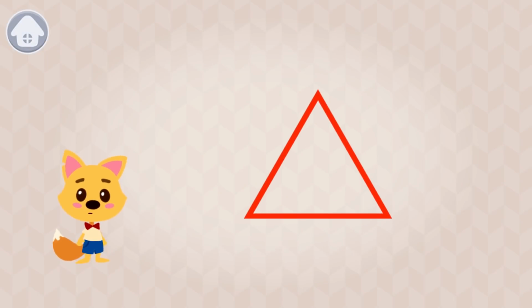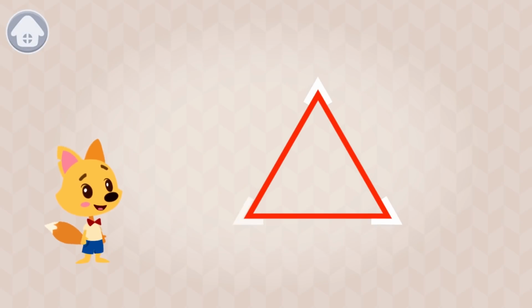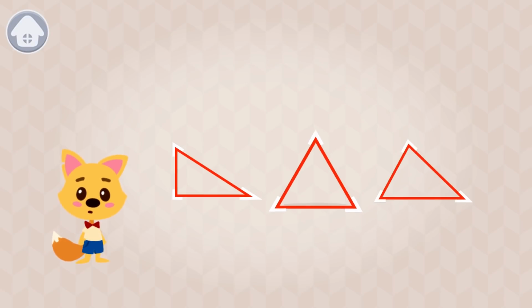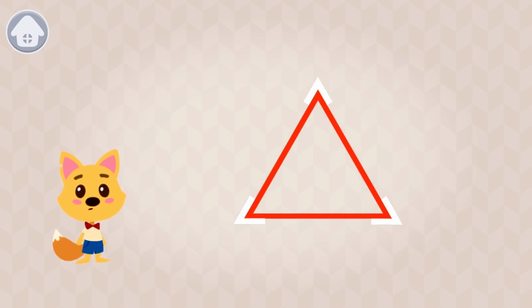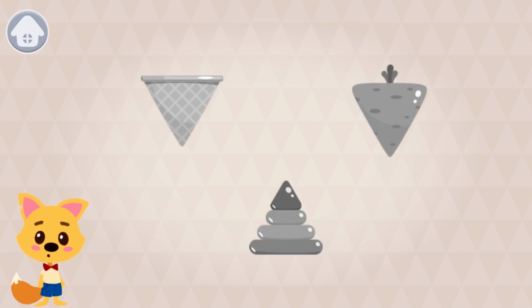This is a triangle. The triangle has three angles. 1, 2, 3. The length of the triangle's sides can be equal or different. Tap on the triangle. These items are triangular. Tap on all the triangular items.